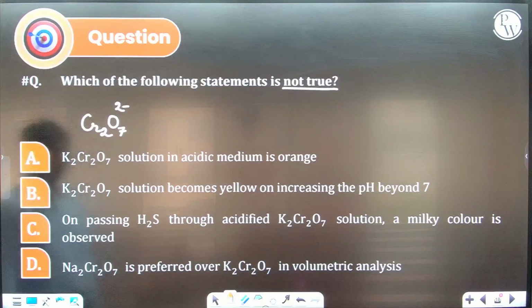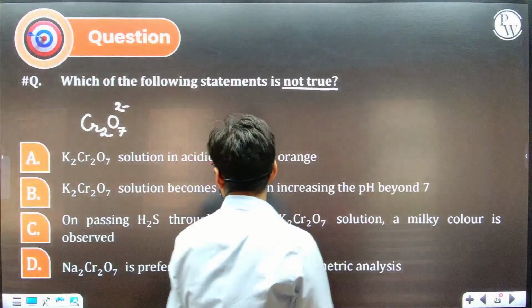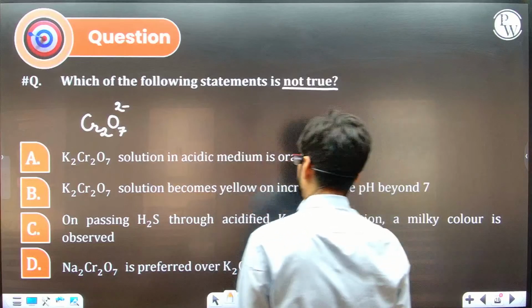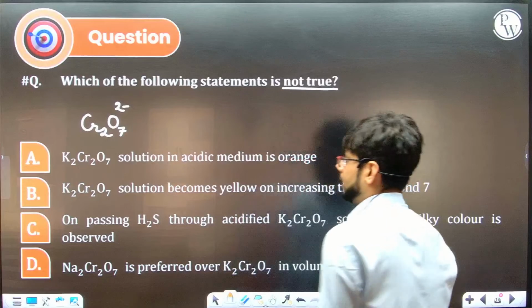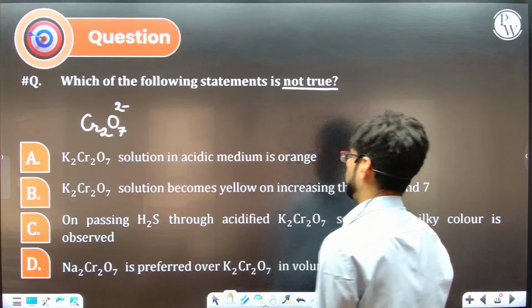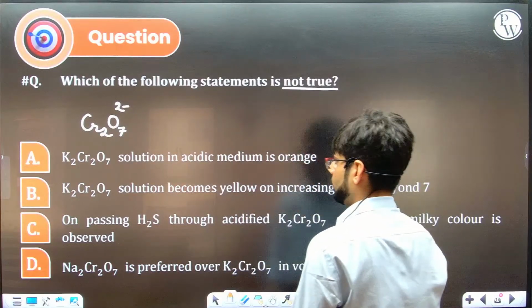So we have to understand the concept, I mean the concept related to K2Cr2O7. So K2Cr2O7 is potassium dichromate. Okay, then so option A is correct. So yeah, it is orange. Now next one.